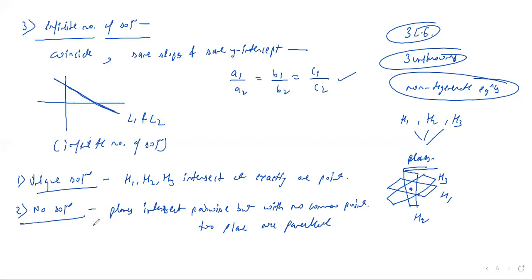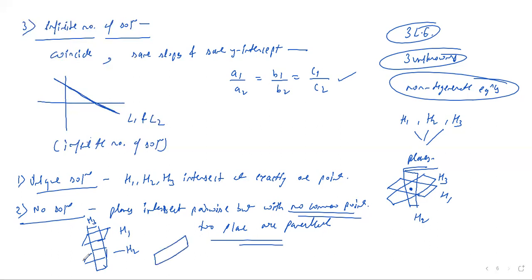So the condition for no solutions is that the planes intersect pairwise but with no common point, they don't intersect at any common point, or two planes are parallel. You can see it like this. This is my first plane, which is h1, and this is another plane, which is h2. These planes are parallel to each other, and the third plane is going like this. This is h3. So this is the case of no solution.